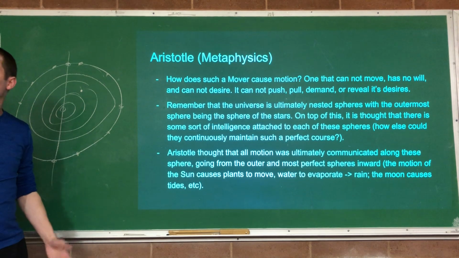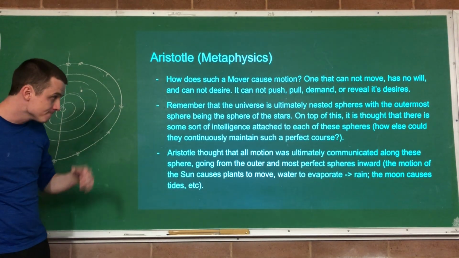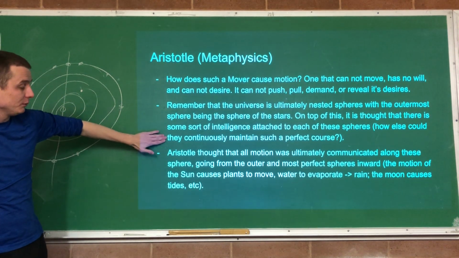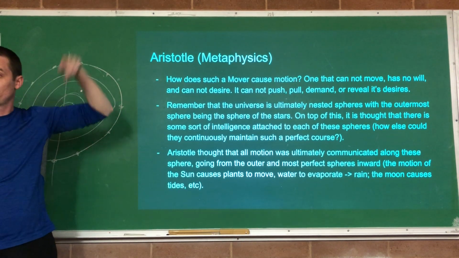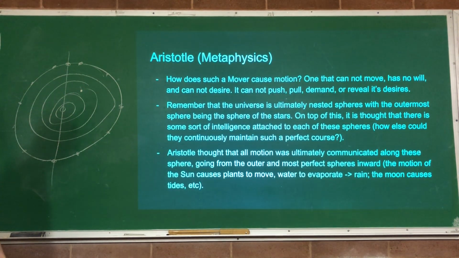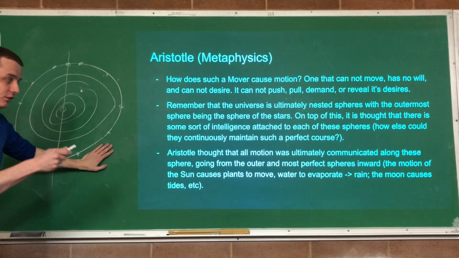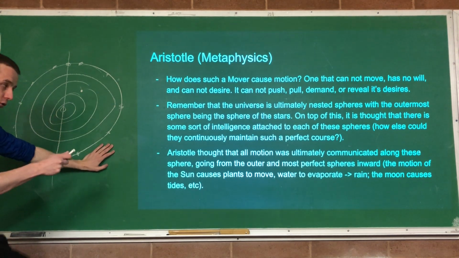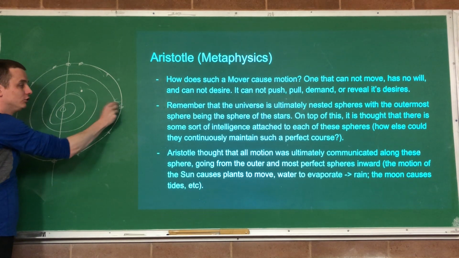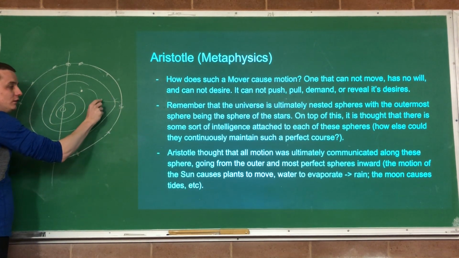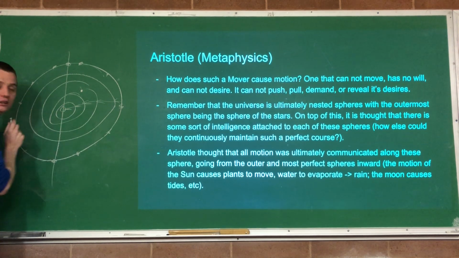Interesting. Okay. But so some sort of awareness, some sort of intelligence he attaches to these spheres. They must have some sort of intelligence. How else could they continually maintain such a perfect course and continually do this forever, eternally? So Aristotle thought that all motion was ultimately communicated along these spheres, going from the outermost sphere inward. So motion is somehow communicated by the stars to Saturn, who somehow communicates it to Jupiter, who somehow communicates it inwards, inwards, inwards, all the way reaching to the earth.